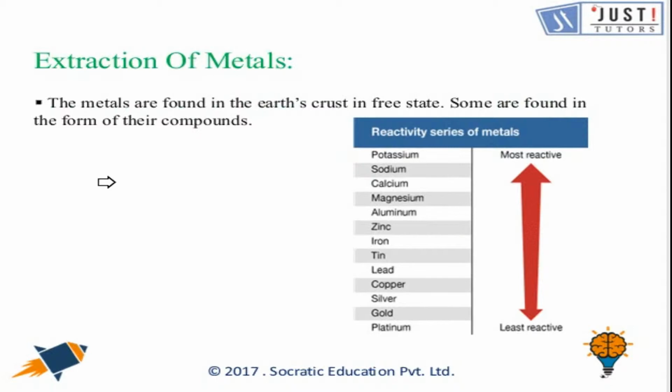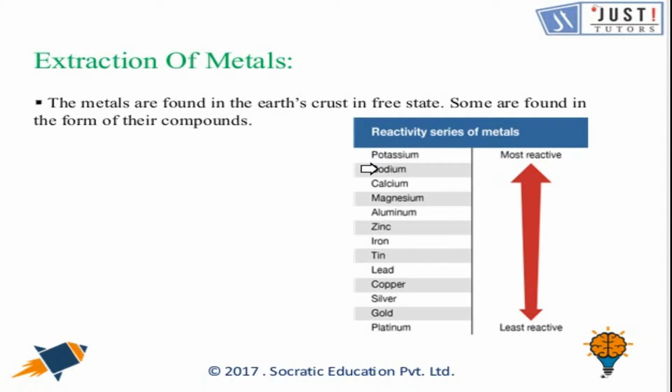So we know that the metals are found in the earth's crust in the free state. Some are found in the form of their compounds. So metals like gold, silver, platinum, copper are found in their free state as they are least reactive and they are found at the bottom of the reactivity series, as you can see here.